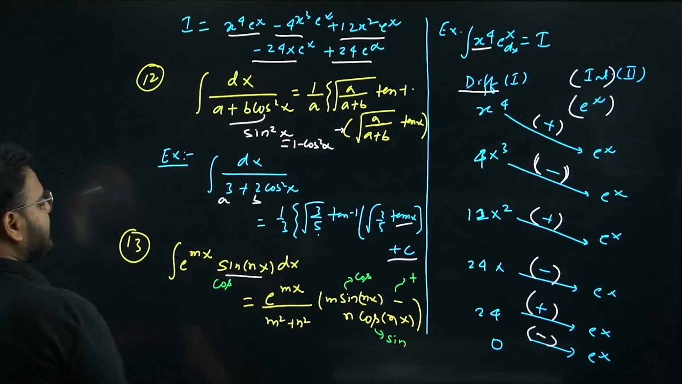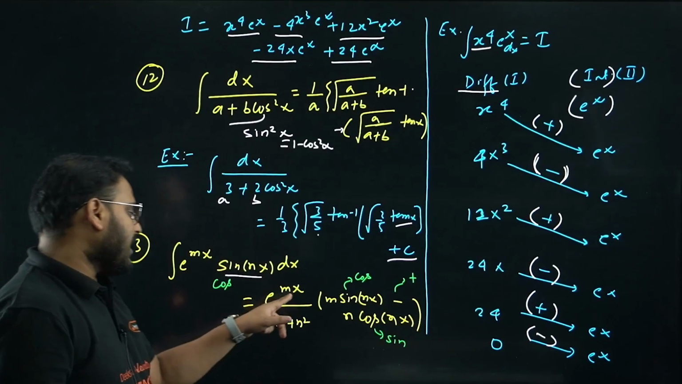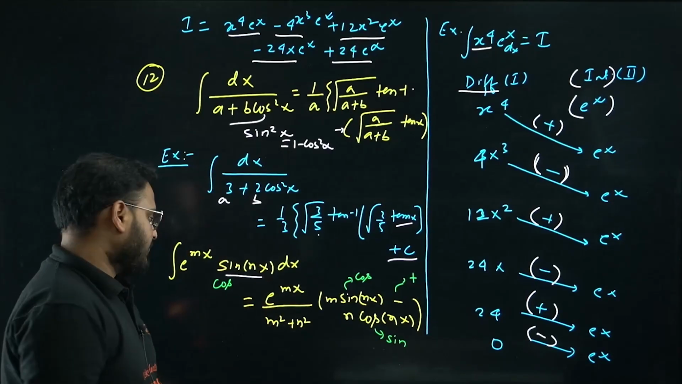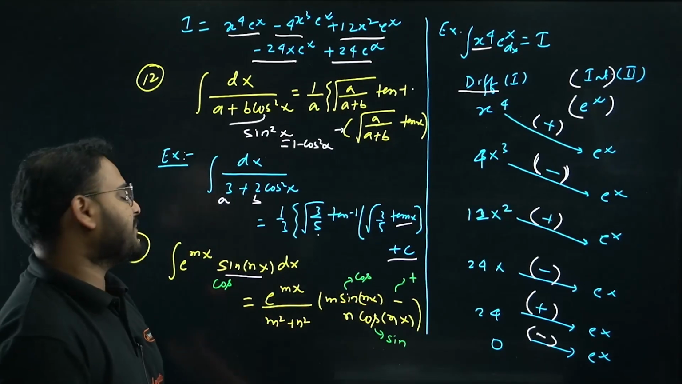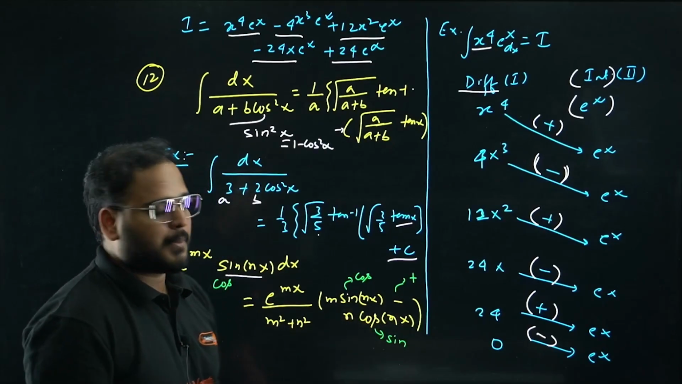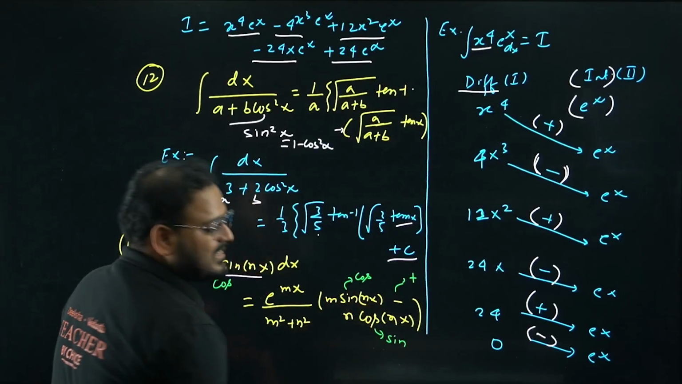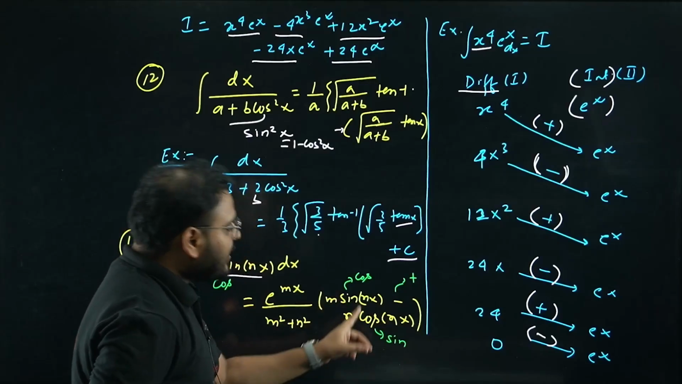13th one, whenever you have the case e power mx sine of nx dx, again by parts is there. What is the answer going to be? e power mx by m square plus n square, times m sine nx minus n cos nx. m sine nx, m for mango, and n cos nx.